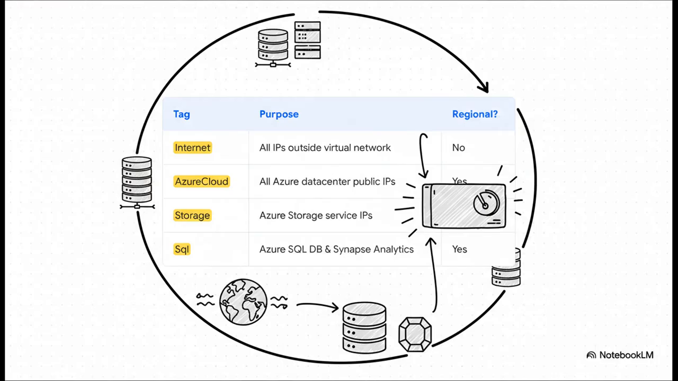And there are tags for pretty much everything. This is just a tiny sample. But you've got the internet tag, which is critical for blocking traffic from outside Azure. Then you've got Azure Cloud, which is all of Azure's public IPs. And of course, you have specific ones for services like storage and SQL. The list is huge, which gives you a ton of flexibility.